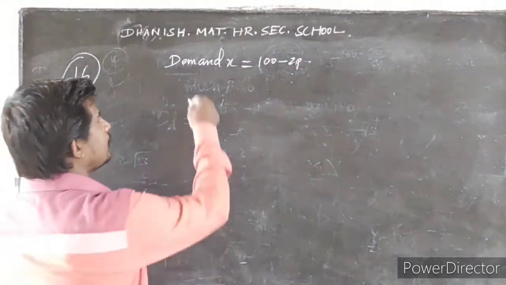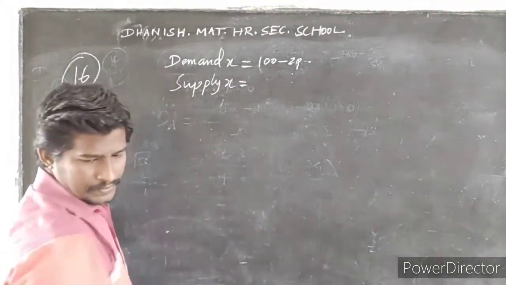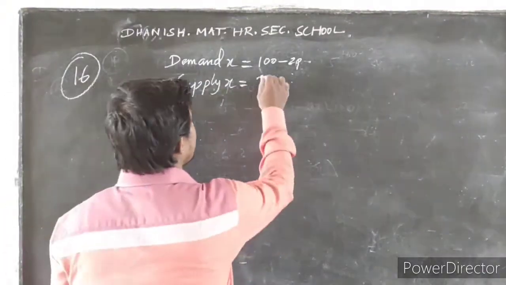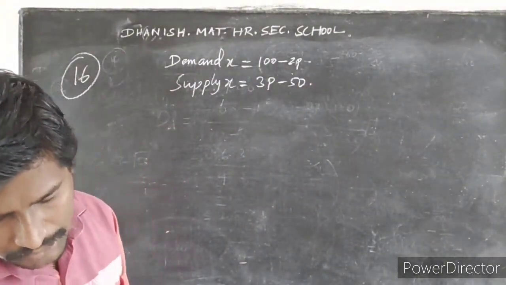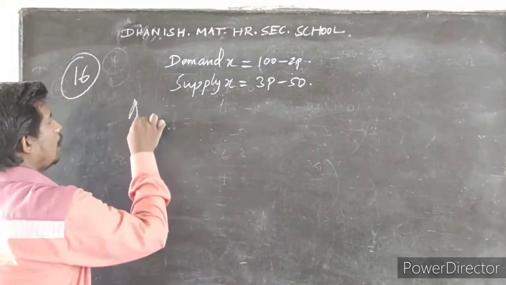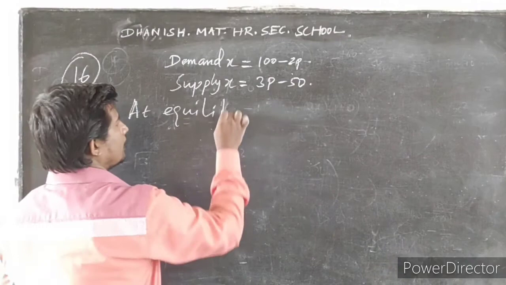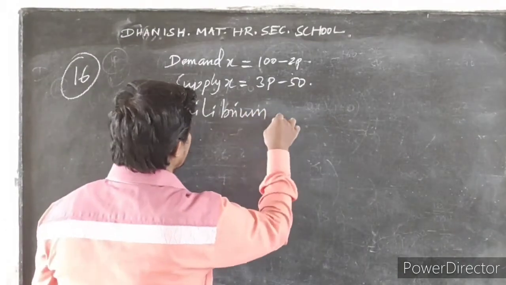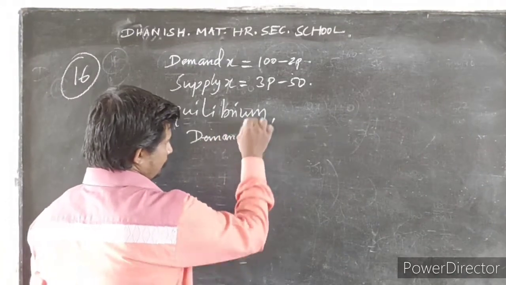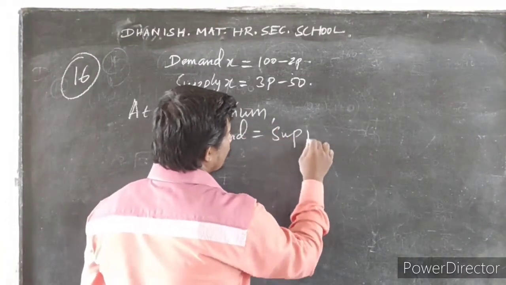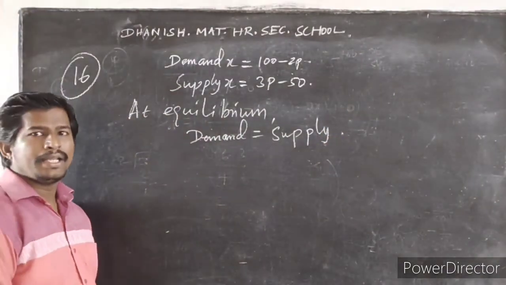Then supply x equal to 3p minus 50. We are going to find the equilibrium price and equilibrium quantity. At equilibrium, demand equal to supply. Already told you. At the equilibrium, the demand equal to supply.